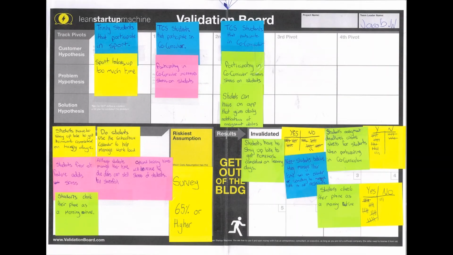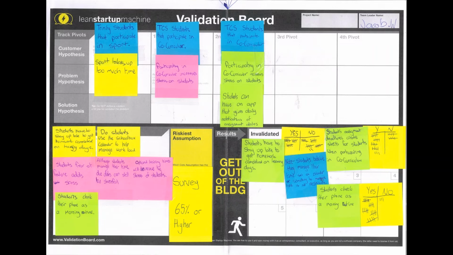The validation board is where I can validate any assumptions to any customer or problem hypothesis I have thought of. Using the validation board, I can show how my ideas have pivoted to create a solution. The initial customer hypothesis was students that play sport, and a problem that I believe affected students was that sport takes up too much time, which results in students having to stay up late to complete homework and assignments.